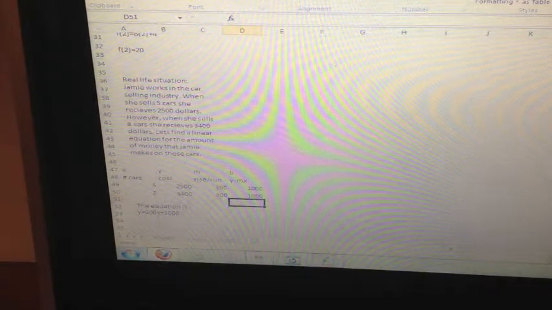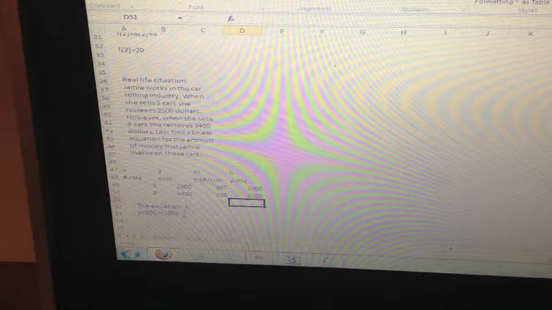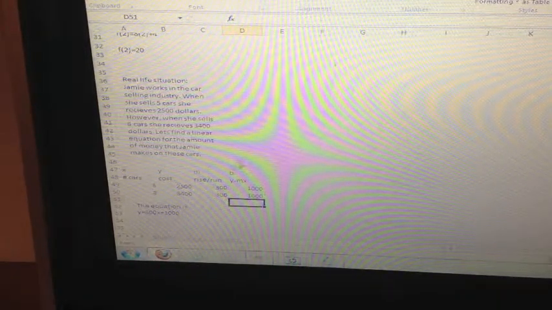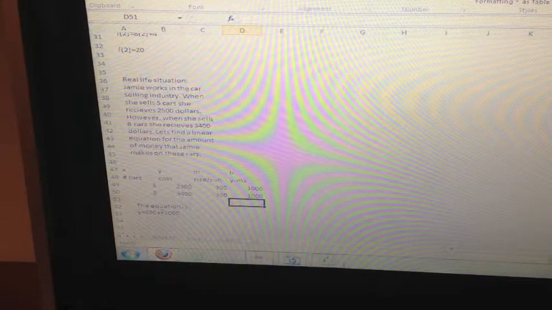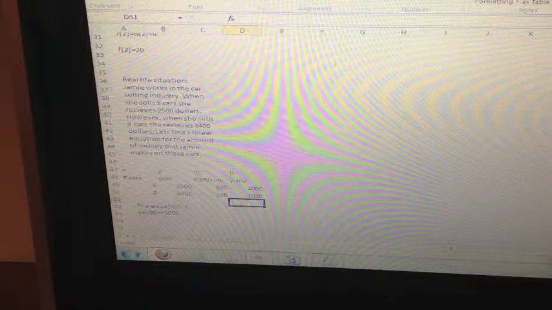So as we know, we do it into y equals mx plus b. So we take our slope that we just got and our y-intercept that we just got, and we stick it into that equation, and we find out that our equation is equal to y equals 300x plus 1,000.